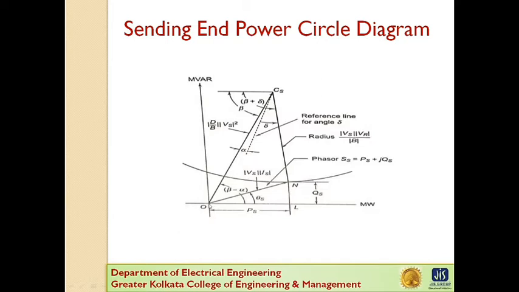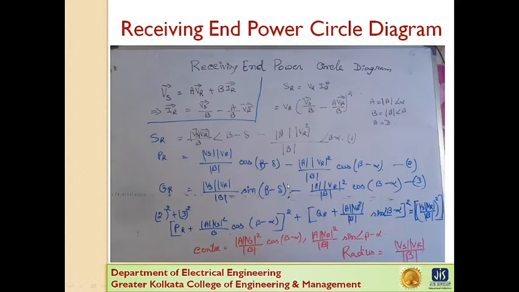And now this is the circle and we draw a line from center to over the circle, and this is our SS, and this y-axis is QS because we are taking y-axis as reactive power axis and x-axis as active power axis. So this is the value of active power and this is the value of reactive power. Next is receiving end power circle diagram.